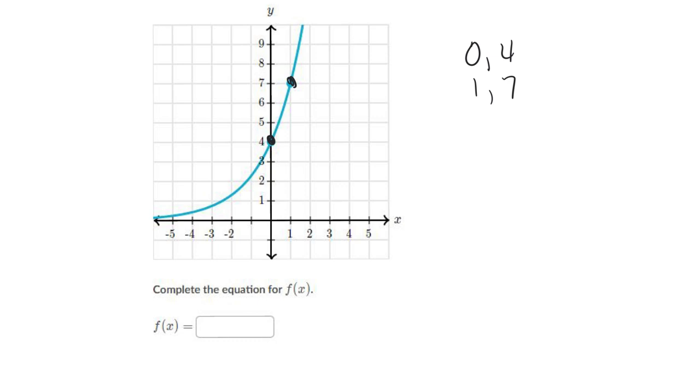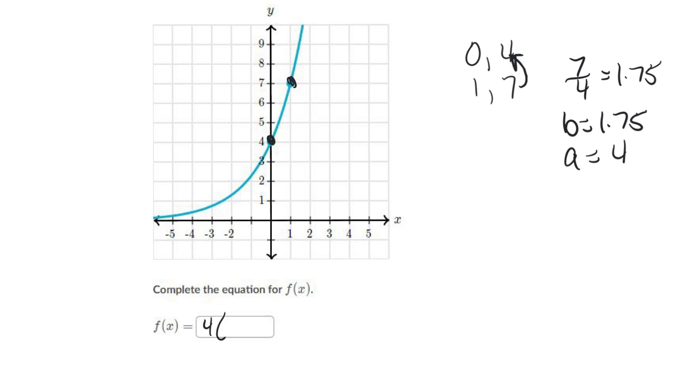Again, to find my growth factor, I'm going to take 7 and divide it by 4. Now, I can leave it 7/4, or I can turn that into a decimal, which is 1.75. b is my growth factor, 1.75. a, again, is my y-intercept, which is 4. So now I can write my function again. f of x equals 4 times 1.75 raised to the x power.